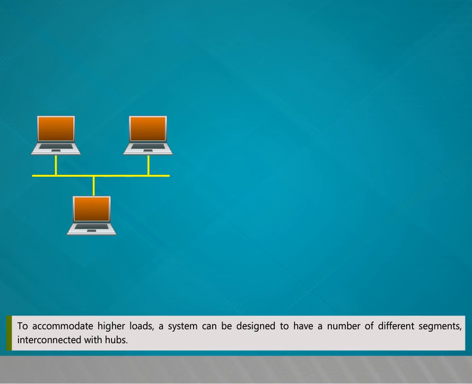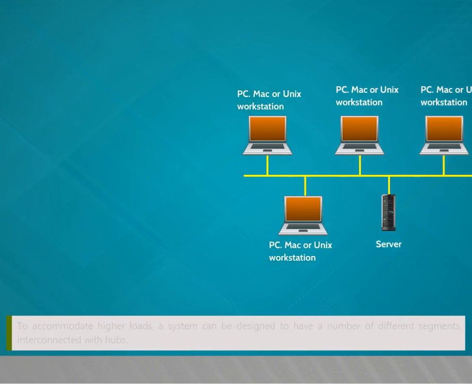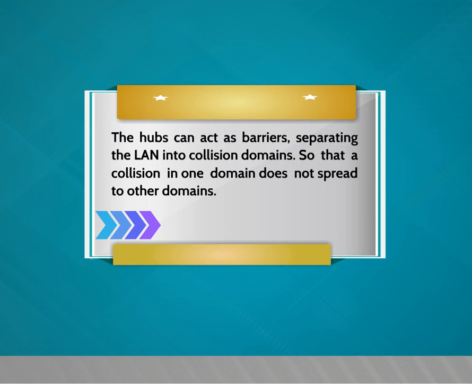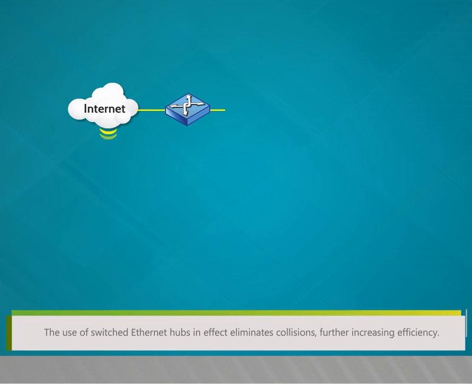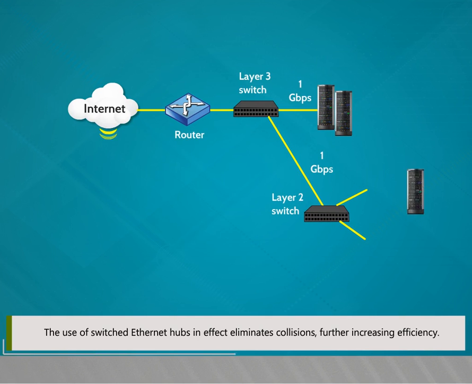To accommodate higher loads, a system can be designed to have a number of different segments interconnected with hubs. The hubs can act as barriers separating the LAN into collision domains, so that a collision in one domain does not spread to other domains. The use of switched Ethernet hubs in effect eliminates collisions, further increasing efficiency.